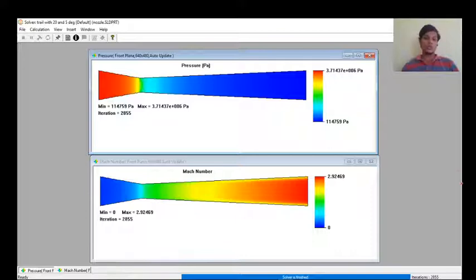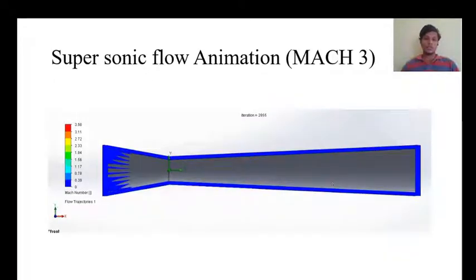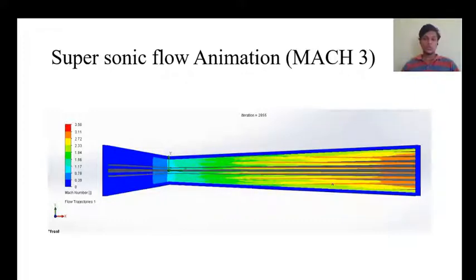We already know that the actual design Mach number for the nozzle is 3, and our output is approximately 3. This is the Mach number contour, and this is the perfectly expanded exit flow. The solver status is finished, and the exit Mach number is 2.92, which is approximately equal to 3. And this is the animation for the Mach 3 nozzle.